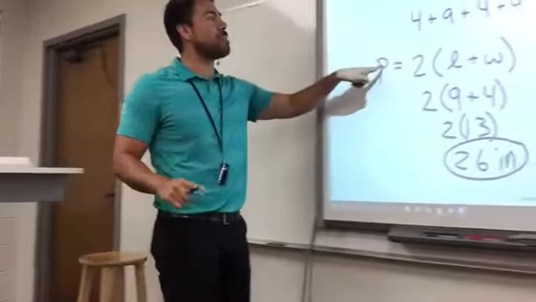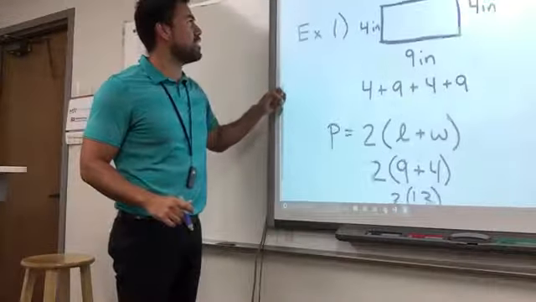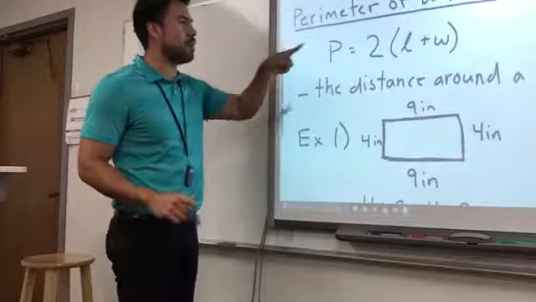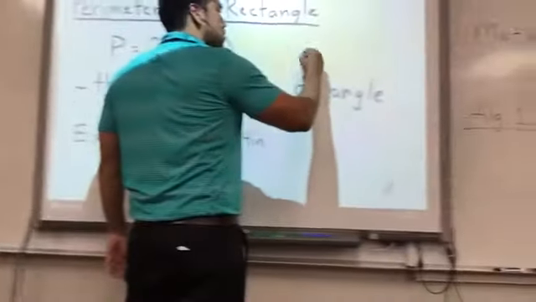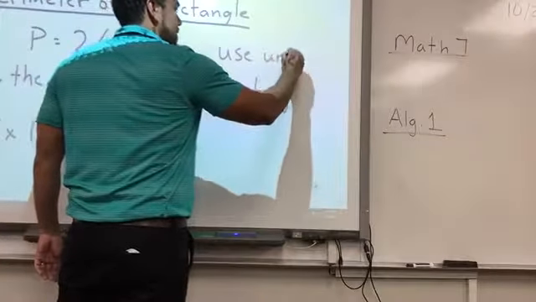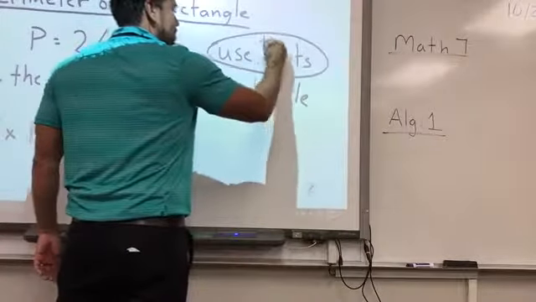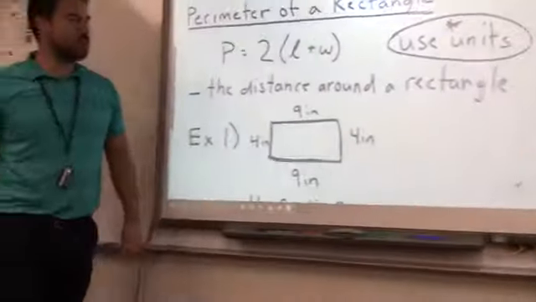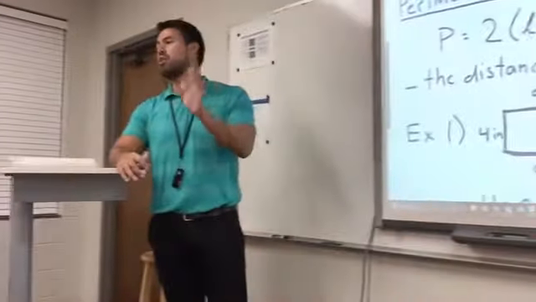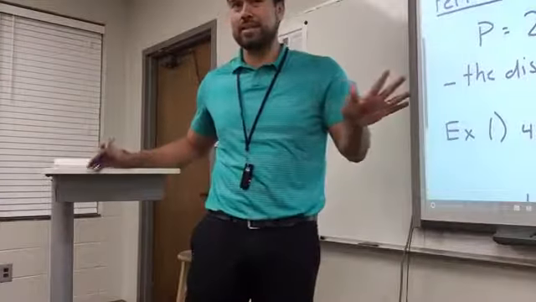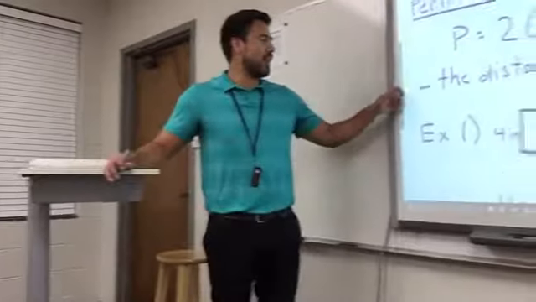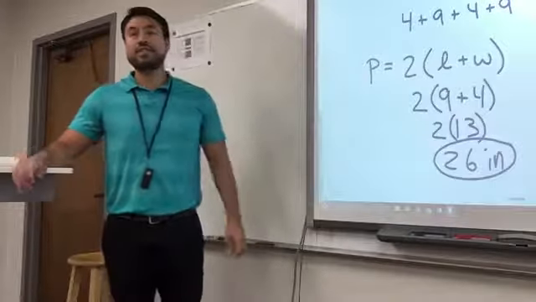When you're talking about perimeter, you must put units. You know back here, you know what you're going to put? Use units. And I want you to circle that and put a little asterisk because you will use units. If you don't use units, I'm sorry, it's wrong. And everyone now has heard it many times. If you're not sure, you can ask a friend after class. 26 inches. Yes, ma'am?